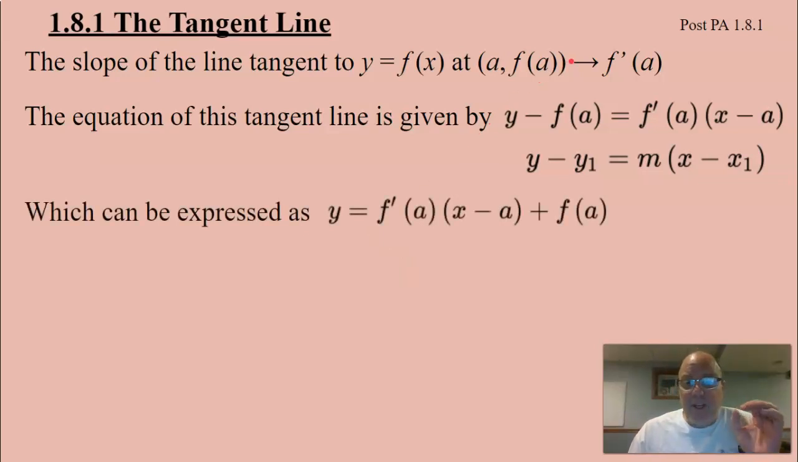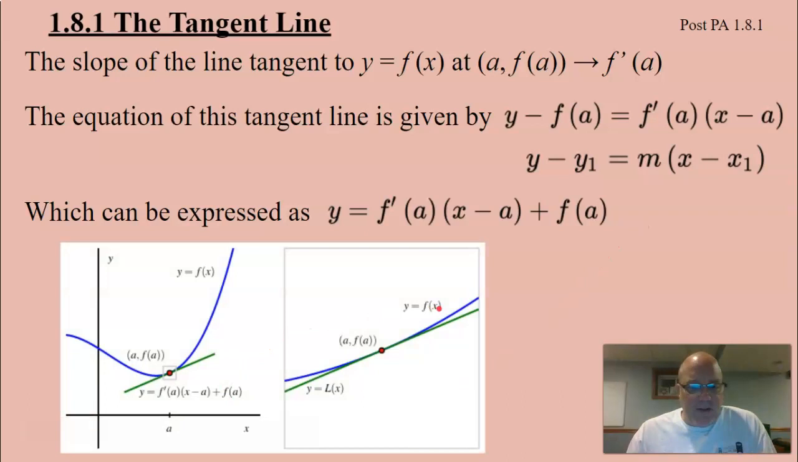Now, this equation that we just defined can be expressed in terms of y explicitly by just bringing f of a over to the other side. So we can say y equals f prime of a, the slope, times x minus a, x minus x1, plus f of a, y1.